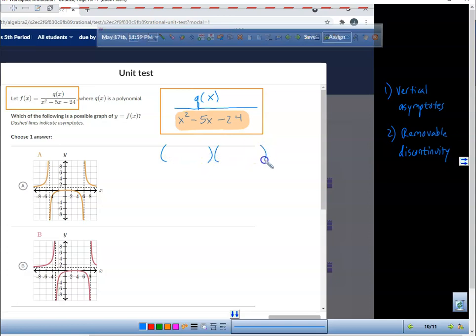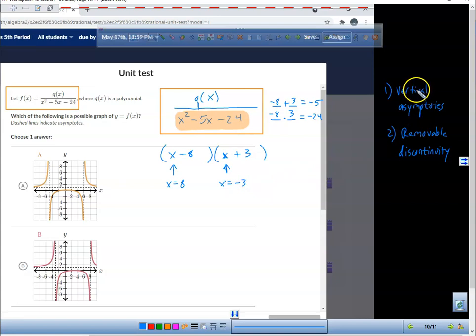So we have to factor this. We're looking for two numbers that add up to -5 and multiply together to equal -24. What are those numbers? -8 and 3. So we put x minus 8 and x plus 3, because they multiply together to equal that. So we're looking for where x is equal to 8, and where x is equal to -3.